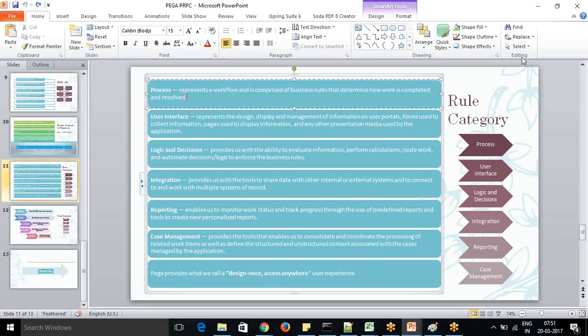My question is, do we have to have different licenses for each of these categories?